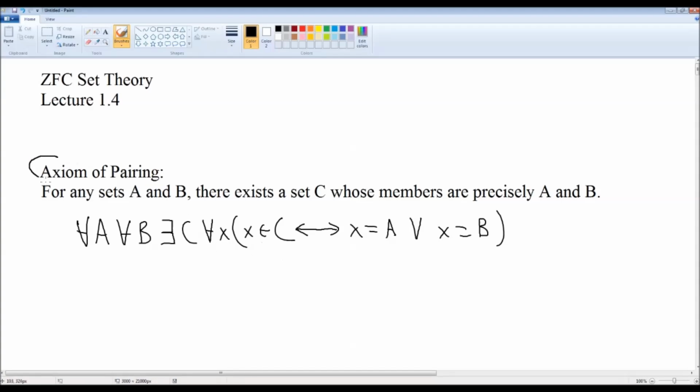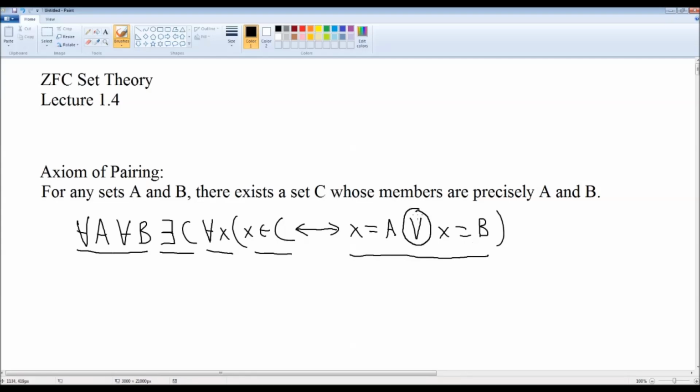Today we're going over axiom number 4, the axiom of pairing. In English, it says that for any sets A and B, there must exist a set C whose members are precisely A and B. We can rewrite that more formally with quantifiers. For any sets A and B, there exists a C such that for all sets, the set is in C if and only if it equals A or equals B.